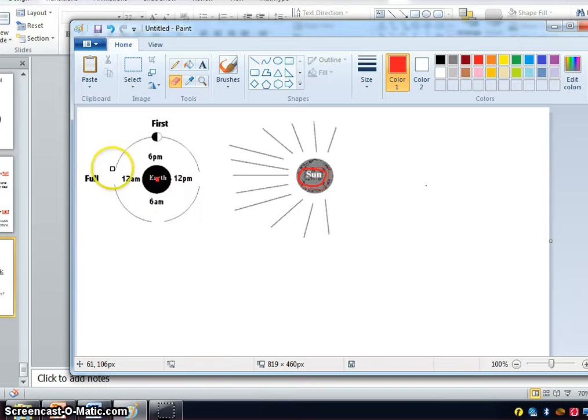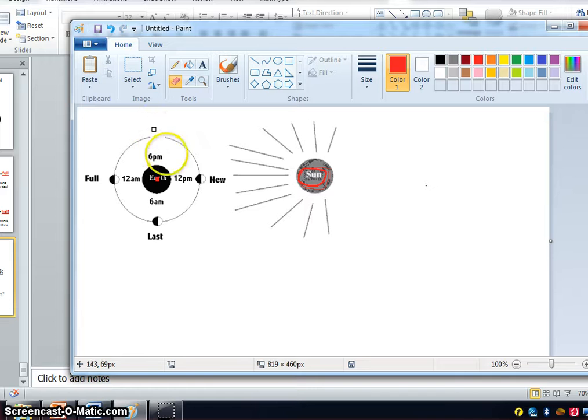So, first quarter moon. Let's do high and lows on first quarter moon. Draw in those tidal bulges. First quarter moon is pulling Earth's water towards it, which means your highs would be on the 6s and your lows would be on the 12s. The opposite of the quarter moon scenario is full or new moons. Let's say full moon.